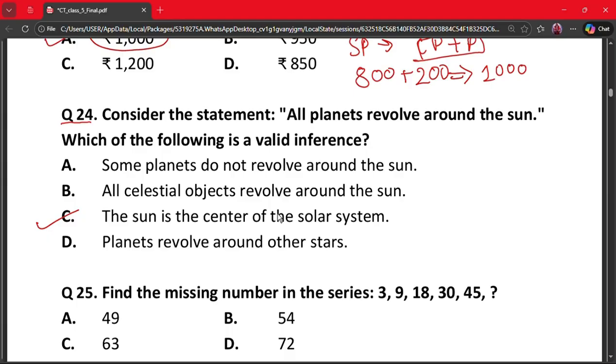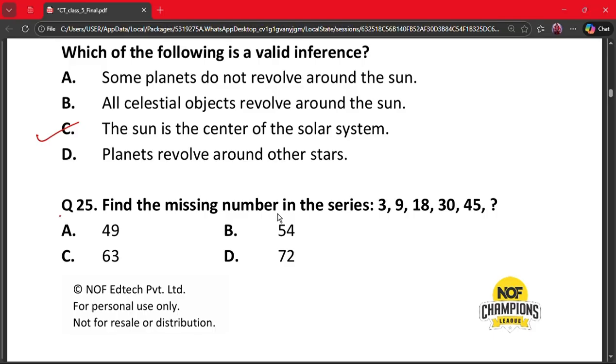The statement does not mention other stars or objects, so option C is the correct inference. Next question is question number 25.